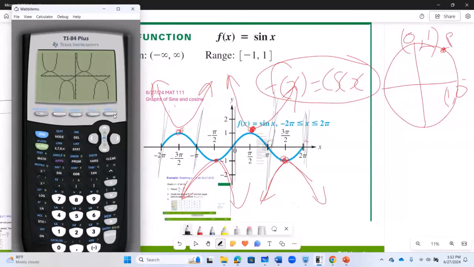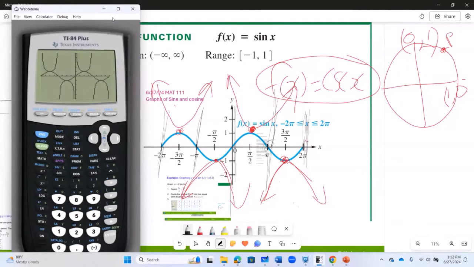And another thing you need to remember is that at every x-intercept of sine, there is a vertical asymptote. There is no value for cosecant. Okay, well, let's go to secant.